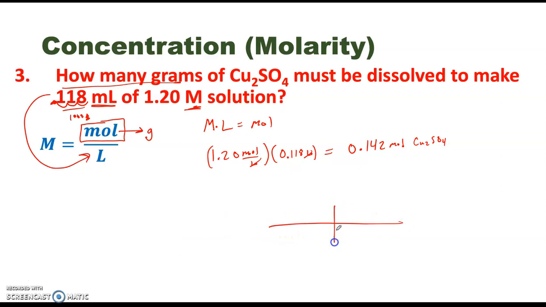Now I have to convert that to grams. So let's set up our ladder here. I got 0.142 moles of Cu2SO4. Now I'm going to bring the unit down, moles of Cu2SO4, to convert it to grams of Cu2SO4. Let's see here. Bring the 1 down. Now I got to figure out how many grams are in 1 mole, and that's where you do the molar mass. I got 1 of these, 1 of these, and 4 of these.